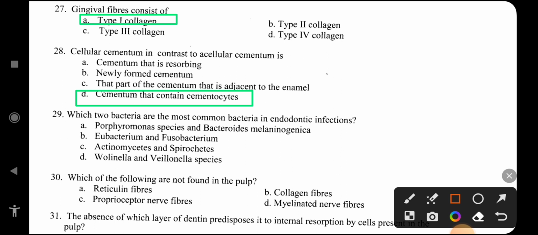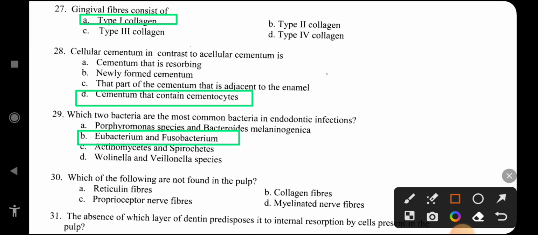Which two bacteria are the most common bacteria in endodontic infection? Options are Porphyromonas species and Bacteroides melaninogenica, Eubacterium and Fusobacterium, Actinomycetes and Spirochetes, or Veillonella species. And the correct answer is Eubacterium and Fusobacterium. These two bacteria are the most common bacteria in endodontic infection.